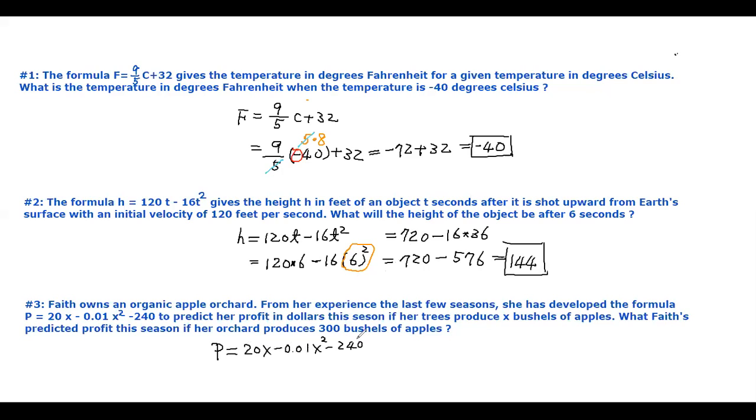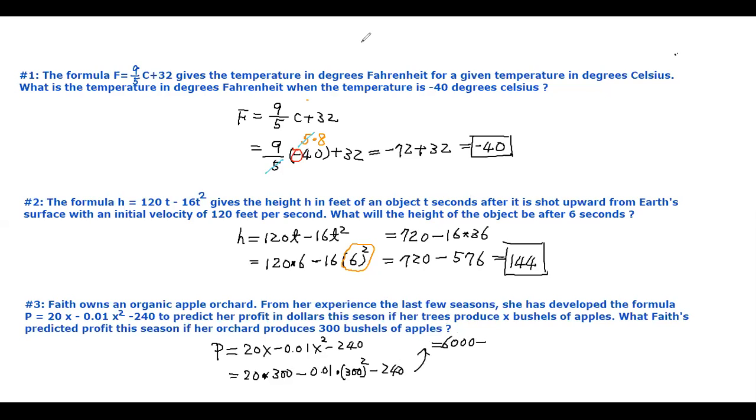So here we just need to be careful about the order of operations. So this is 20 times 300, right? Then minus 0.01 times 300 squared, minus 240, see here. Okay, so now the 20 times 300 here, right? So 20 times 300 is 6,000.